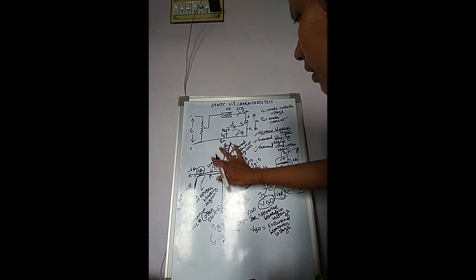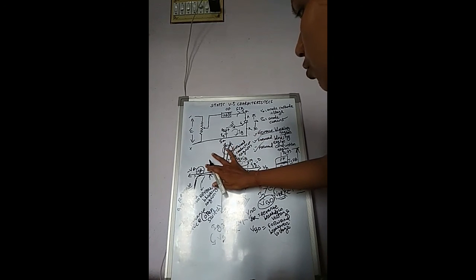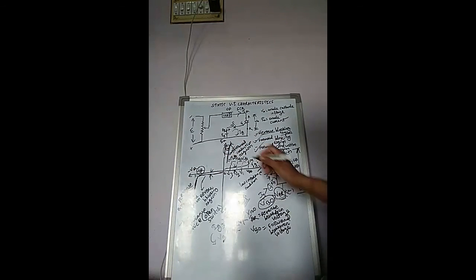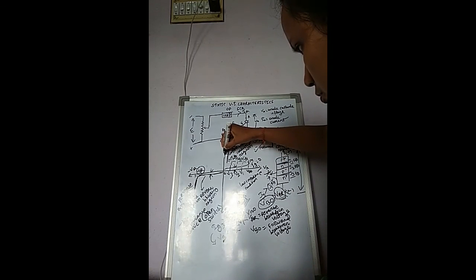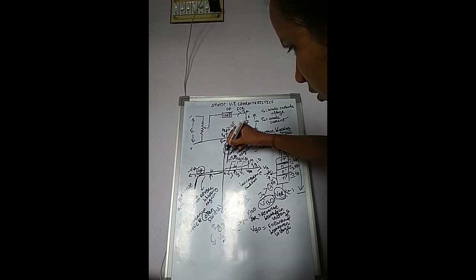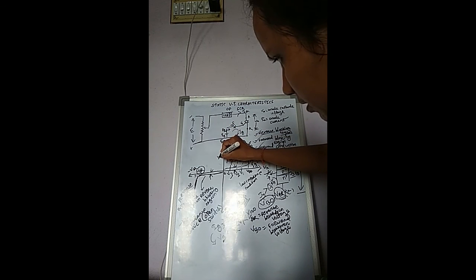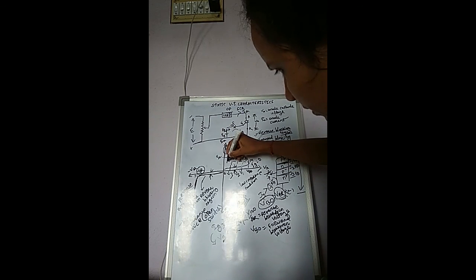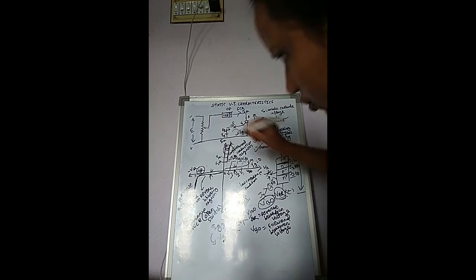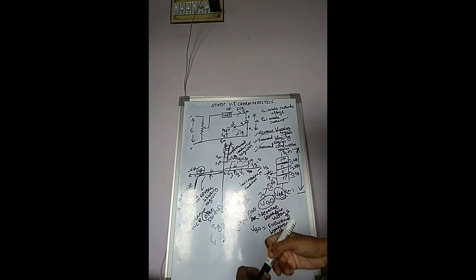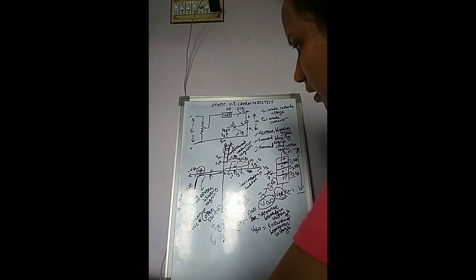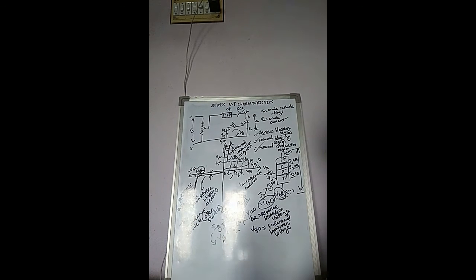I am erasing this part. Okay, so there are two terms you need to know, that is latching current level. This I am representing as IL, and this part IH. What is this IL, IH? I'm telling you just now. So IL means latching current and IH means holding current. So what is this latching current and holding current?